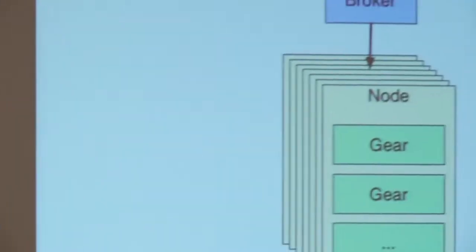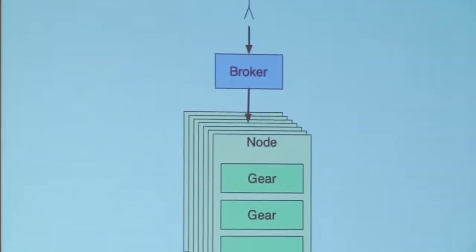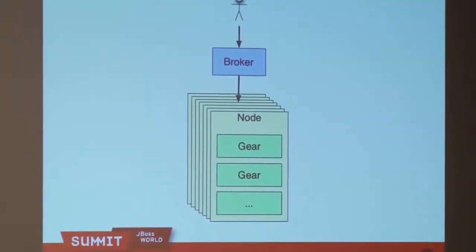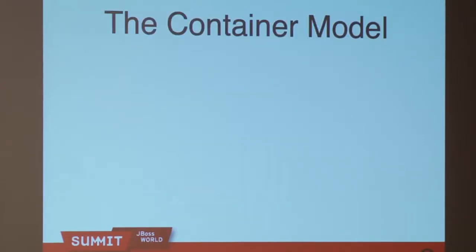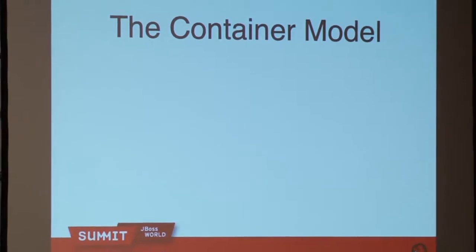So if you look at this picture, you see the front end is basically the REST API. You use the REST API to talk to the broker. The broker is then using MCollective to talk to each node, and the nodes are running gears. The gear is nothing but a simple container model. That's what it really boils down to.